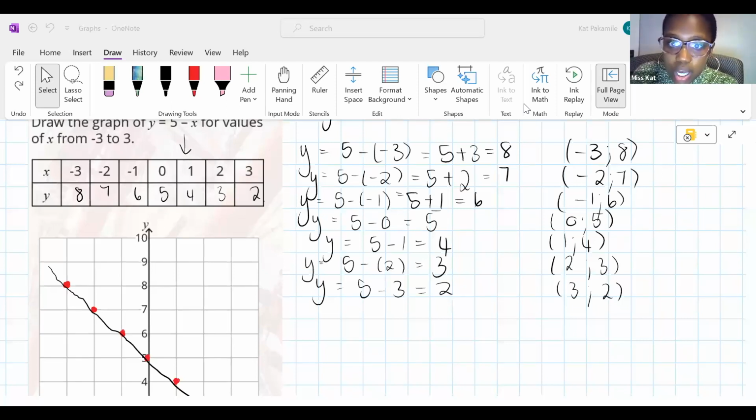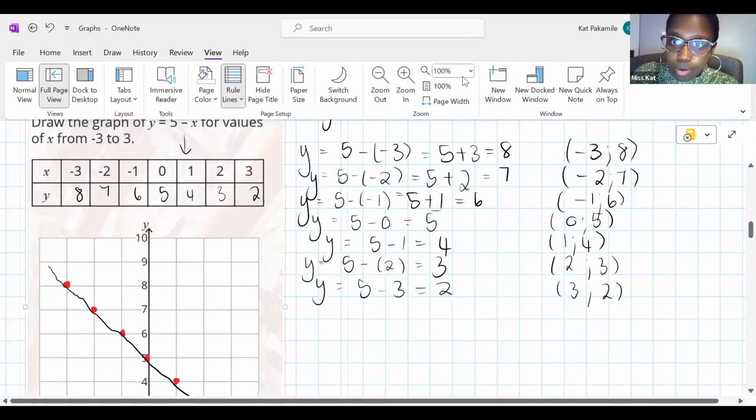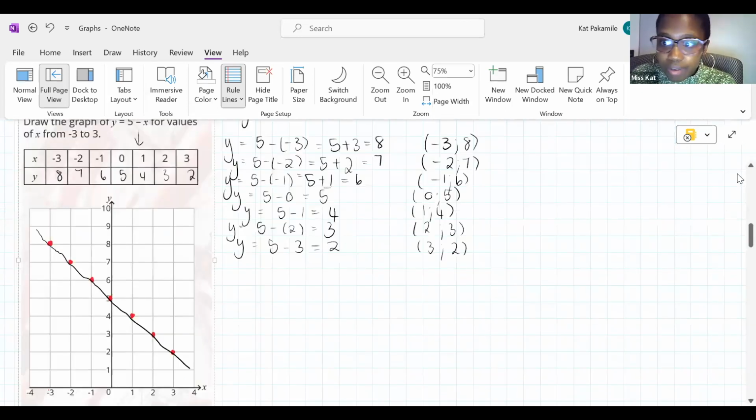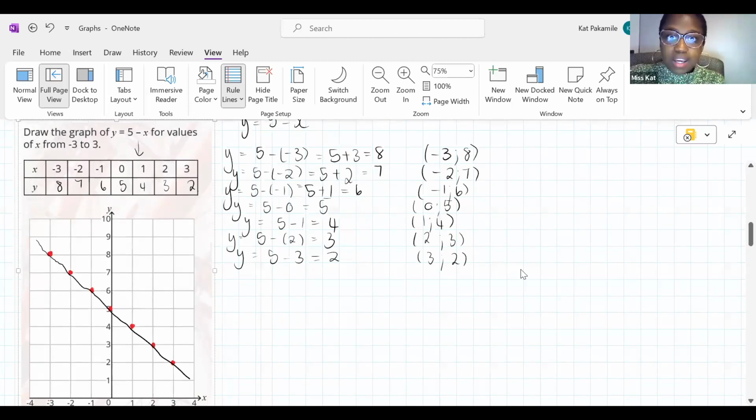Someone asked for a screenshot. Ludwig, let me zoom out for you. Okay, so it's a nice screenshot and everything's on one page. Let me zoom out for Ludwig so that whoever else wants to screenshot can do it as well. Yes, I think that's enough. Okay, let me give you guys a few seconds to screenshot that.